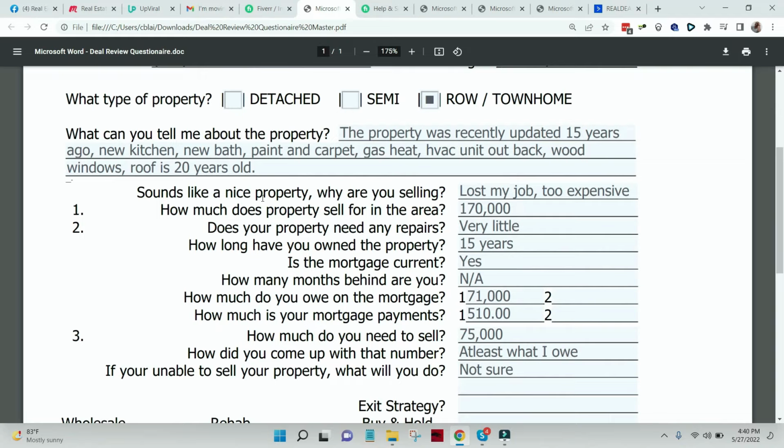Basically, you're saying, sounds like you have a nice house. Why are you selling? This goes into the motivation behind the person selling. You want to try to figure out whether this person is really motivated, or is just trying to get the highest and best price, from their actual answer.